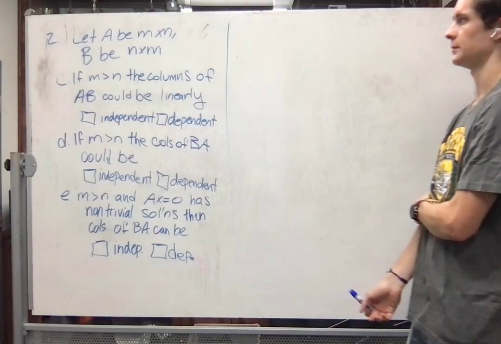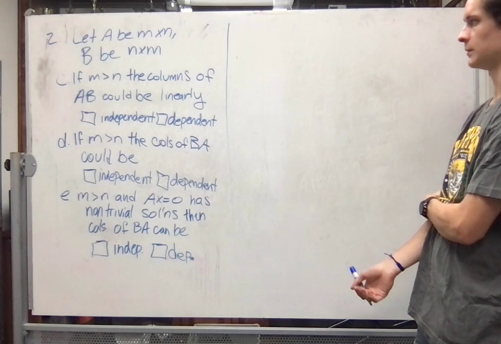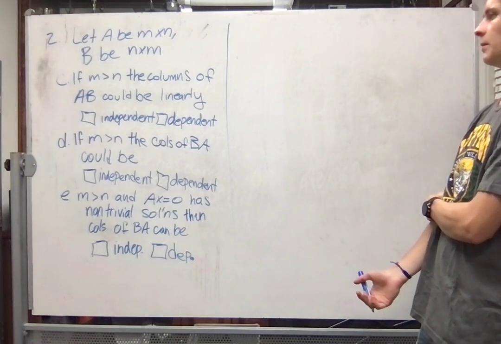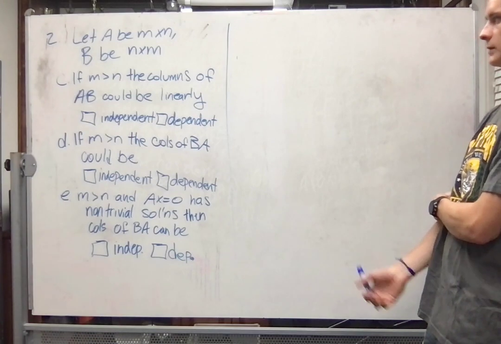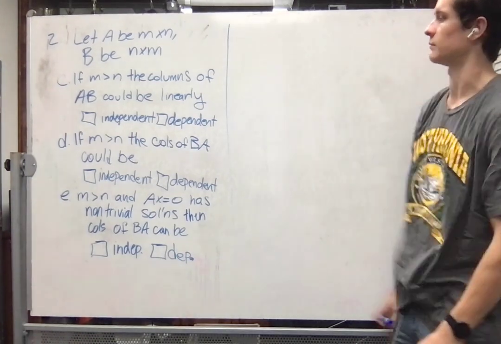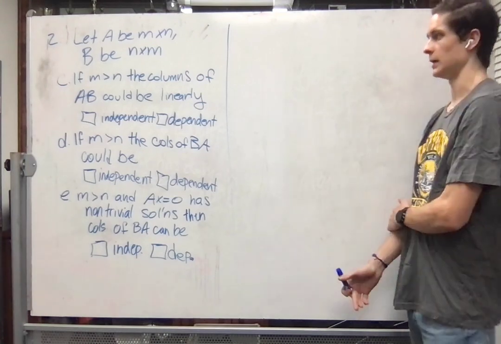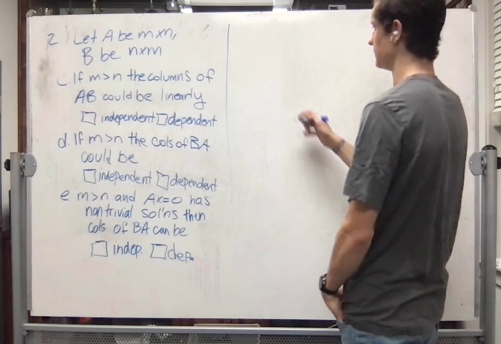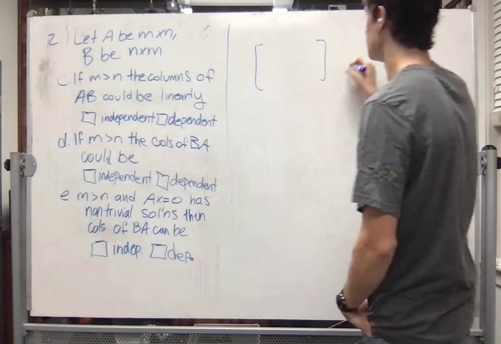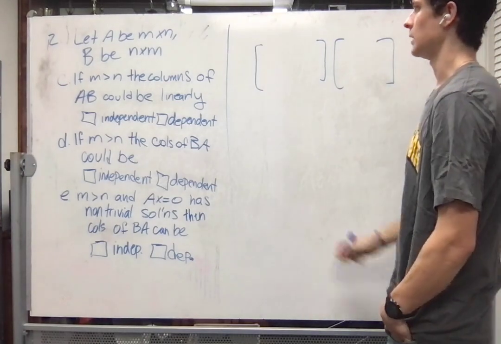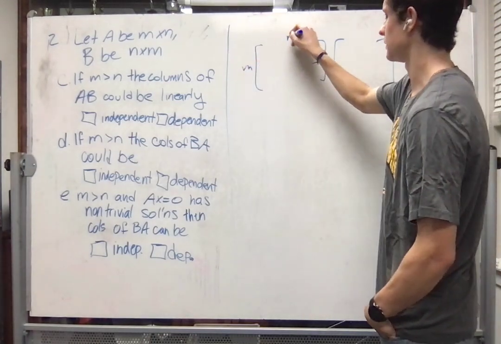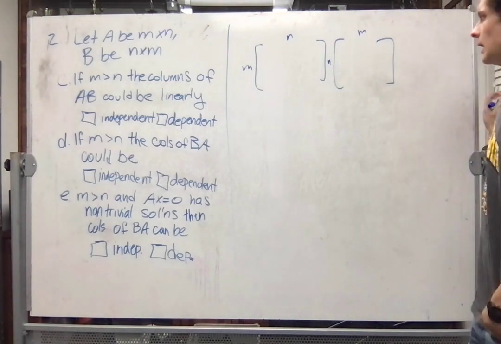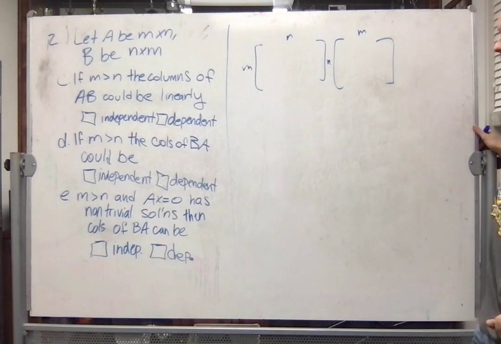Continuing with number 2, so A is still m by n, B is n by m. And now we have m greater than n, and we want to know about the columns of AB. So once again, with these types of problems, I think it's really useful to just draw out what A and B look like with their dimensions. So we're taking the product AB. So let's draw A like this and B like this. A is m by n, so m rows, n columns, and B has n rows, m columns. And so we want to know about this product.